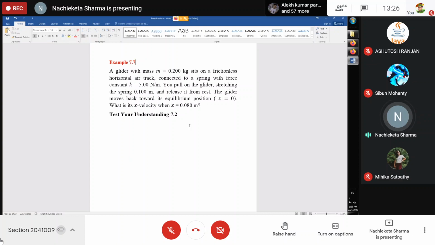Now, this test your understanding 7.2 has a connection with figure 7, example 7.9, and which is not in this syllabus. So we will not take this test your understanding 7.2 now, but we will take it a little bit later on.